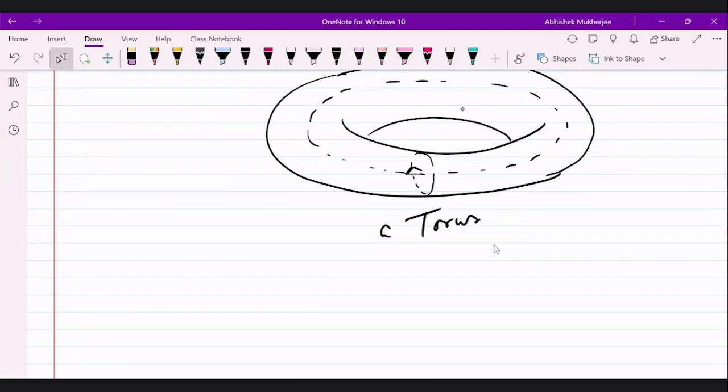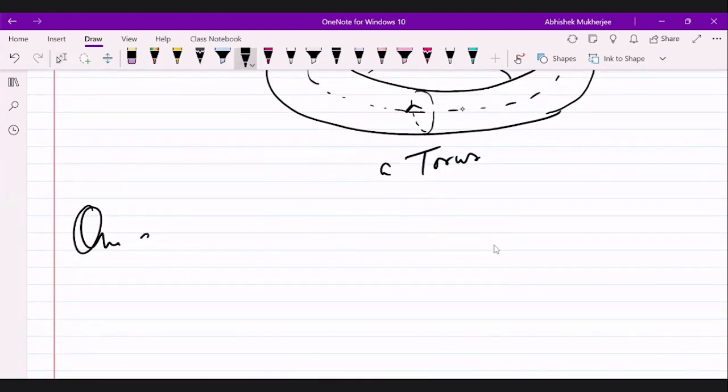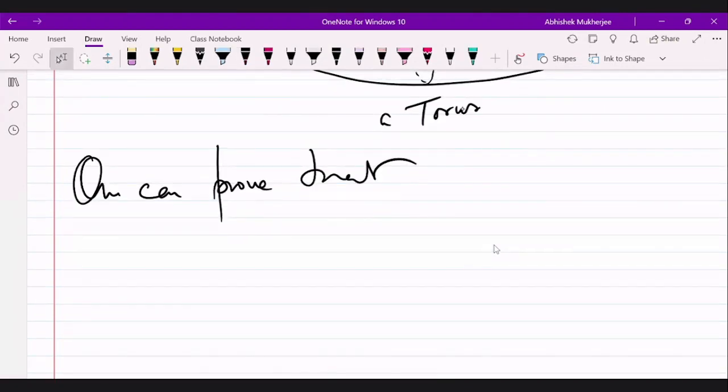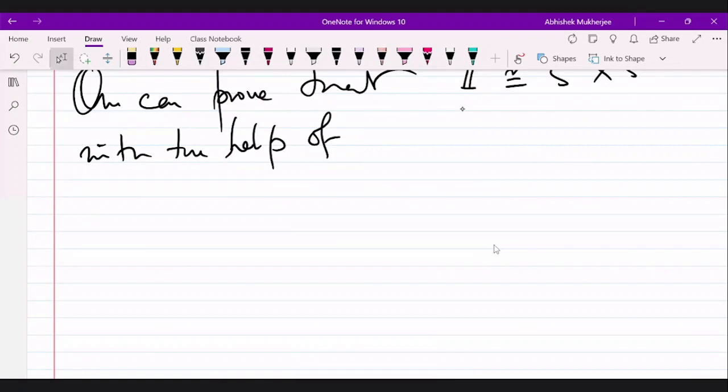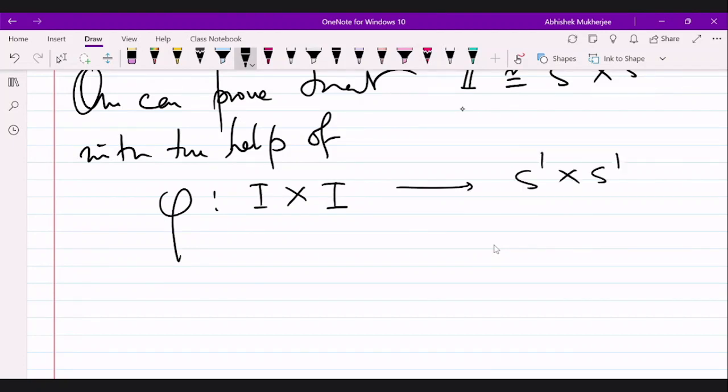Okay, and one can actually prove that, suppose you take a function, prove that this T is homeomorphic with S1 cross S1 with the help of this map. It is a map from that unit square to S1 cross S1, right?